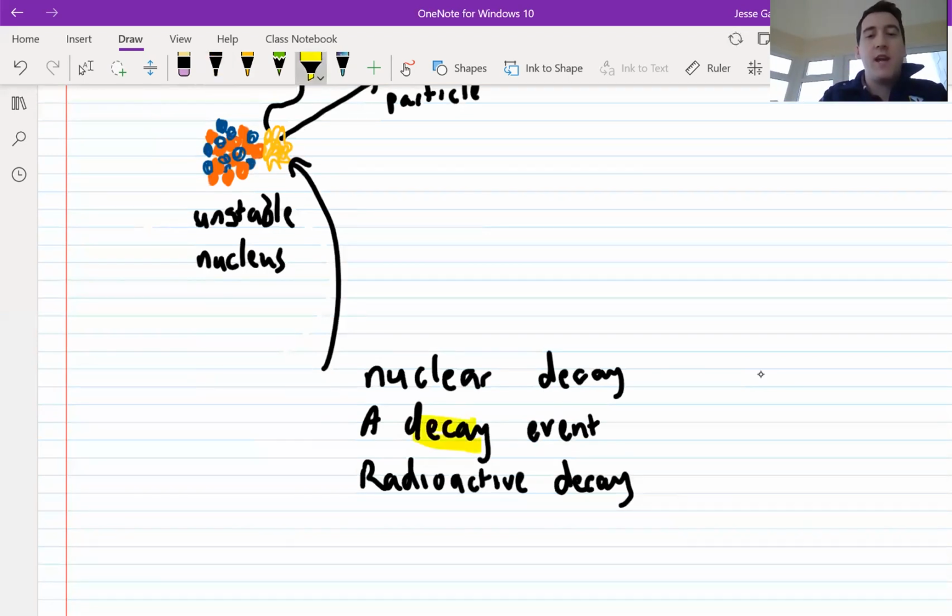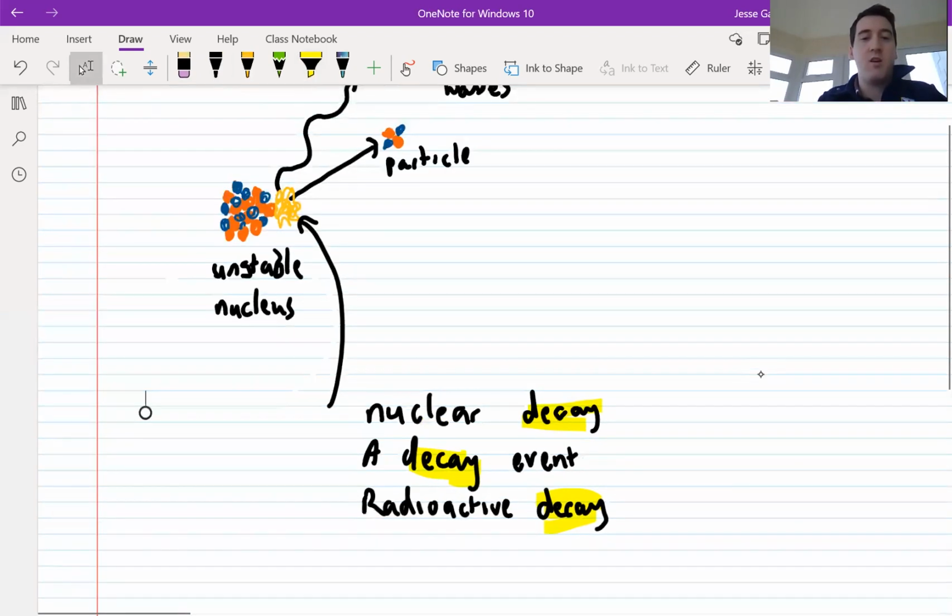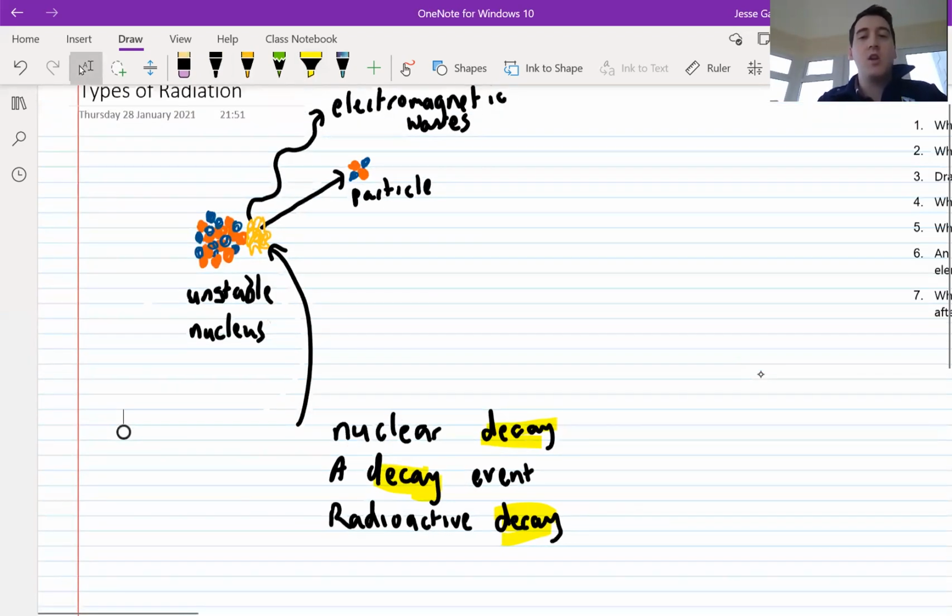Now, they all contain the word decay. From your everyday language, you've probably seen that word before, and you've probably seen it to mean like when something dies and it starts to decay. That's another word for like rotting. It just means to break up. But we're specifically talking about an atom breaking up, the nucleus breaking up. So it's a nuclear decay or a radioactive decay or a decay event.